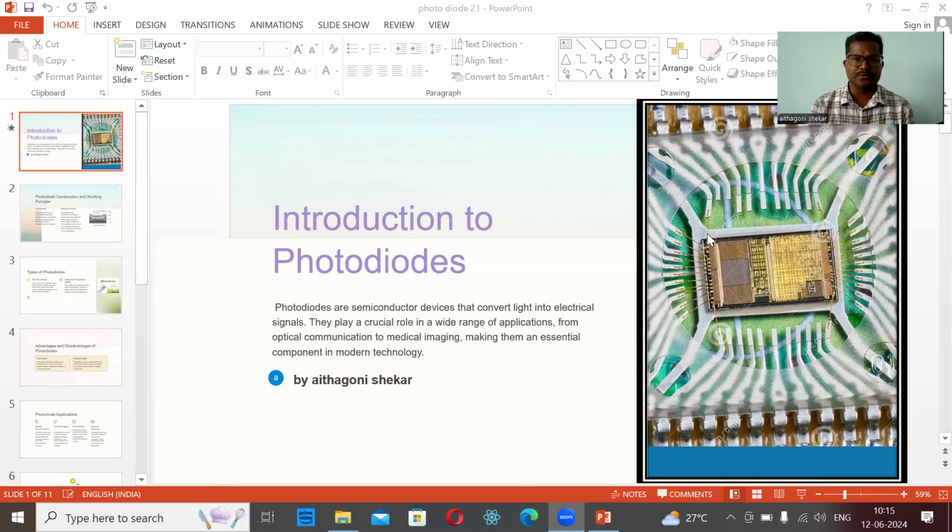Introduction to photodiode. What is a photodiode first? Photodiodes are semiconductor devices that convert light into electrical signals. The photodiode is made of semiconductor materials, and light energy is converted to electrical signals. Technically, it is used in a number of modern applications, from the communication field to image sensing.